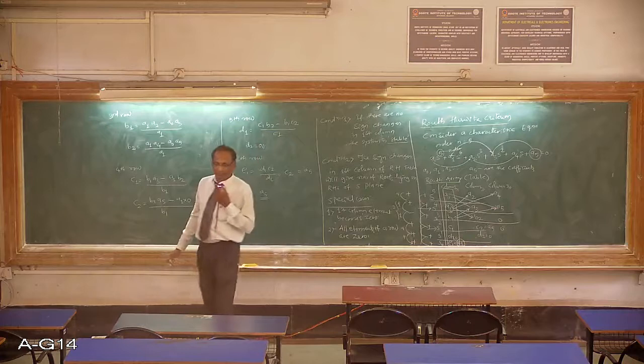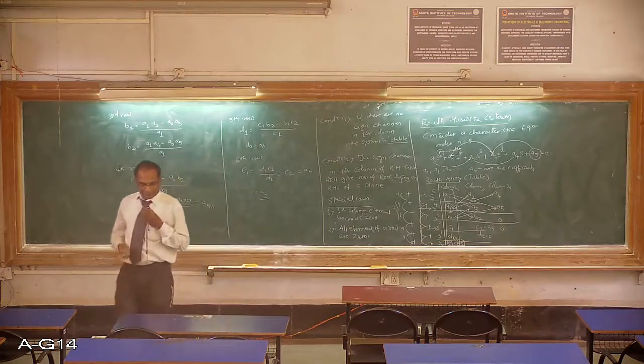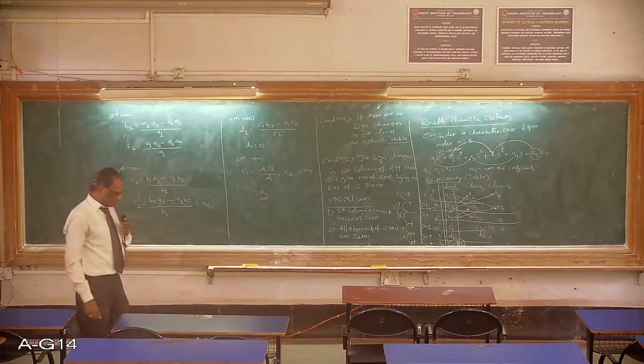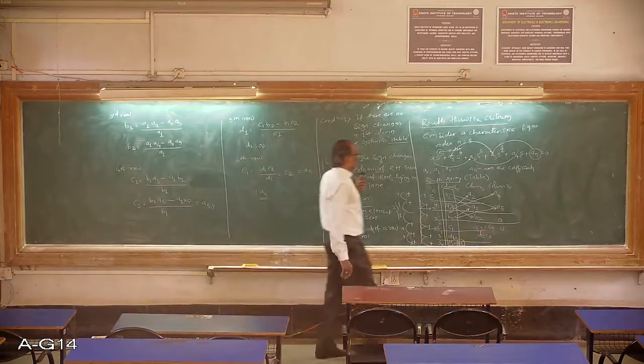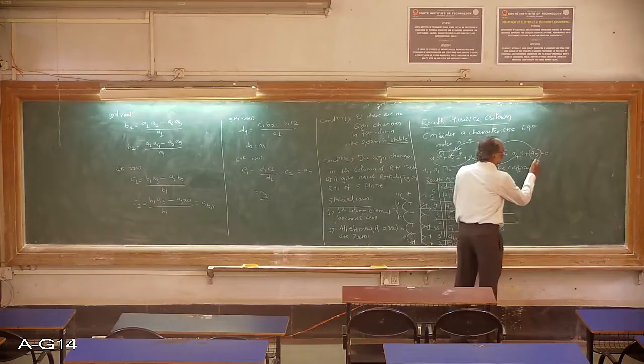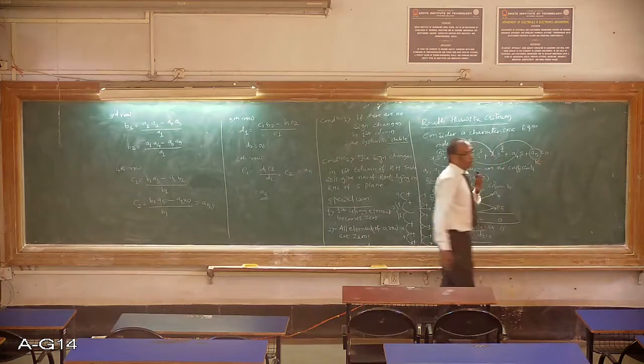So these two cases we will deal with directly with the numericals. What is the other possibility of asking the numericals? The other possibility is that in the given characteristic equation, they may provide the value of K.